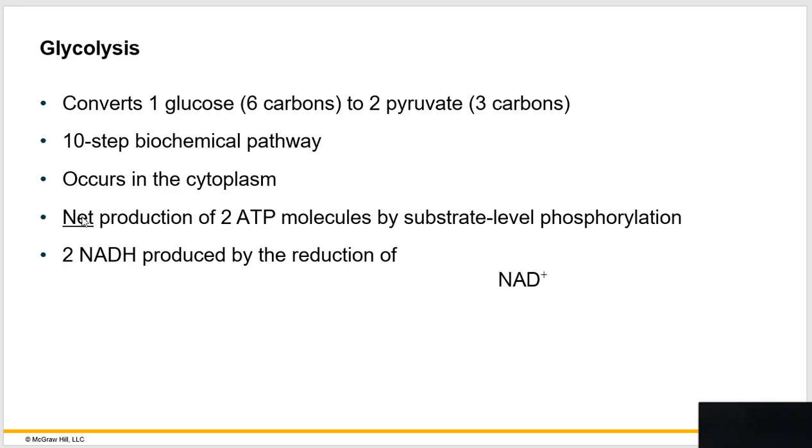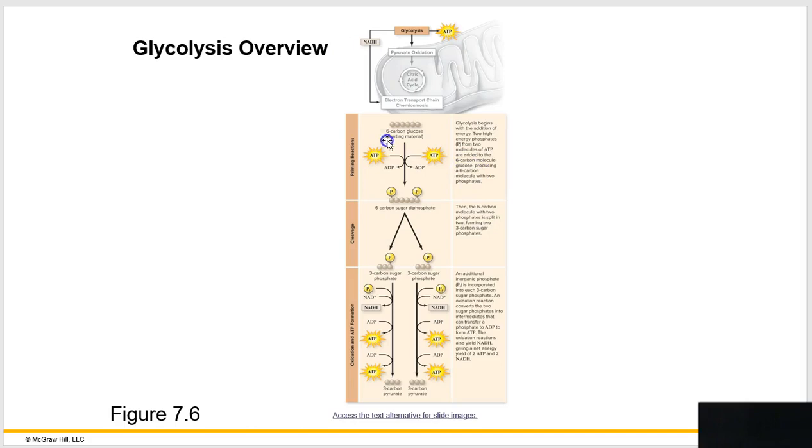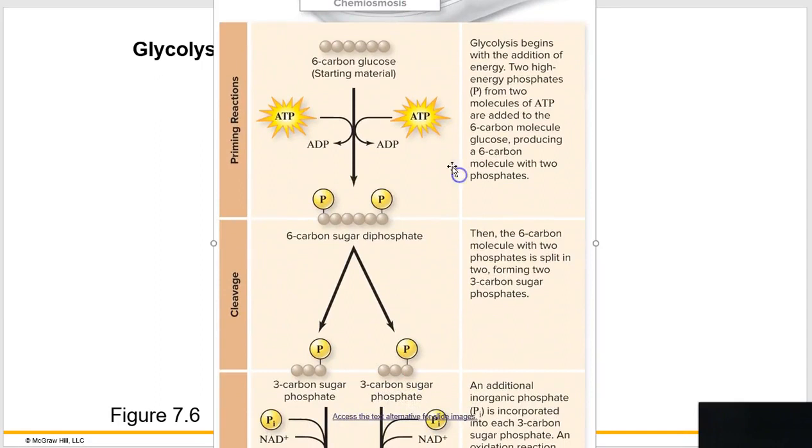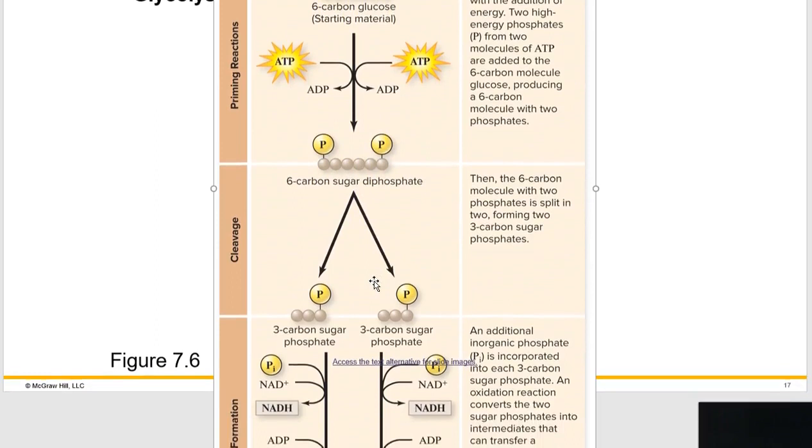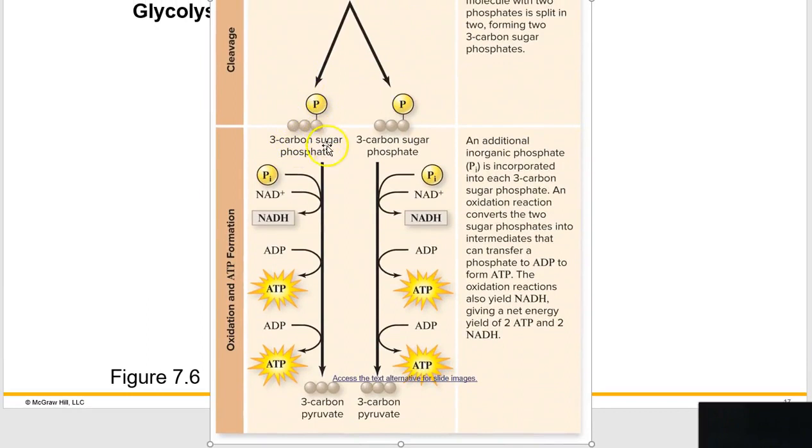And we'll see what that looks like here. This is kind of small, I realize. I'm gonna see if I can expand this up for us. So here we have a six carbon glucose molecule. And what happens very early on is you have these priming reactions, much like a spark plug in your engine that's required to kind of get the gas going. We have to spend two ATP here in order to turn this six carbon glucose into six carbon sugar diphosphate. And by adding this energy, it causes the glucose to split into this three carbon sugar.